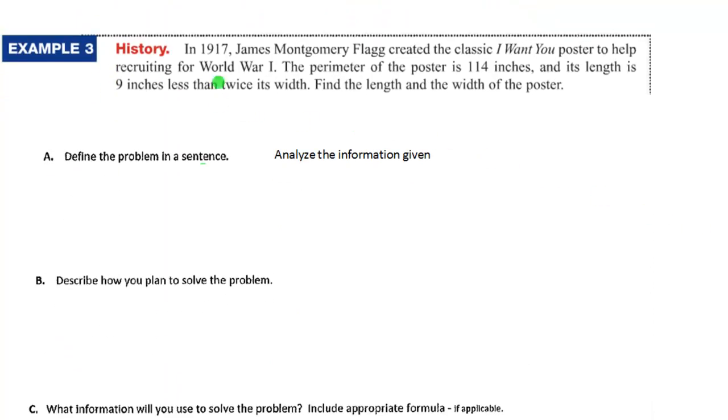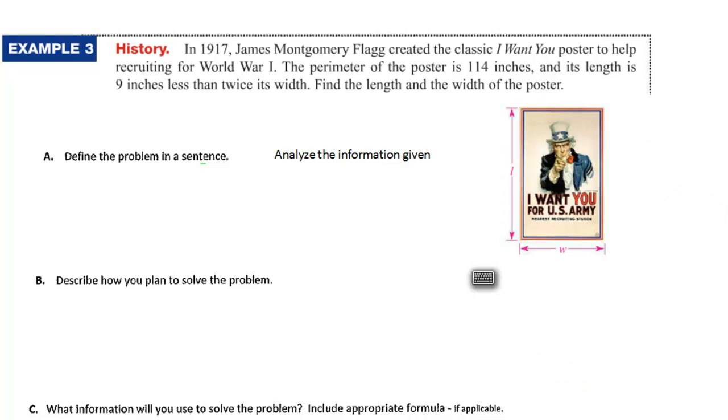Okay, next. History, it says, in 1917, James Montgomery Flagg created the classic I Want You poster to help recruiting for World War I. The perimeter of the poster is 114 inches and its length is 9 inches less than twice its width. Find the length and the width of the poster.